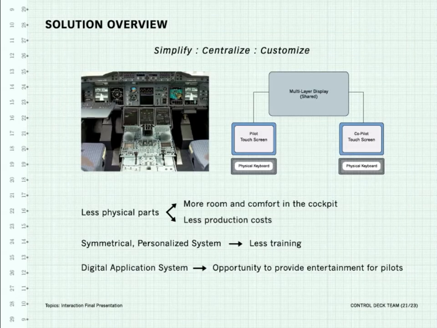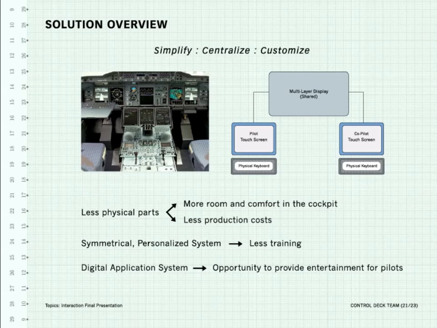Solution overview. Our team aspired to imagine and design a new system of interaction for commercial aircraft pilots. Our solution consolidated all of the controls of the current cockpit into a single interface. The new system is not only concise and unified, it is also customizable, further improving its usability for each pilot. Because the new control deck only requires two physical components for each pilot, the cockpit can become less cluttered, and thus more spacious and comfortable for the pilots.